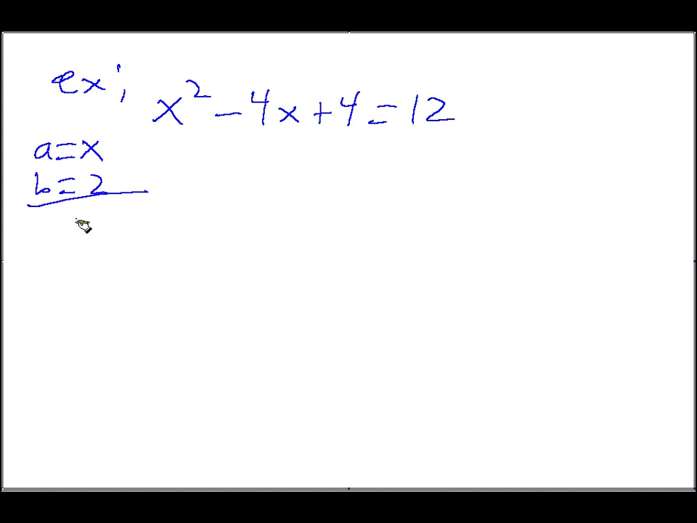Let's check a times b. X times 2 is what? 2x. Double it, what do you get? 4x, and that's what I have here in the middle term. So therefore, this x squared minus 4x plus 4 is a perfect square.